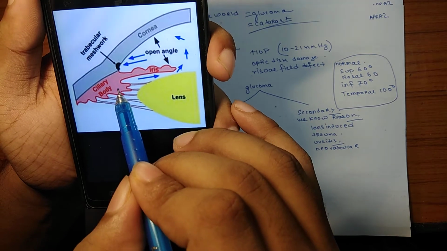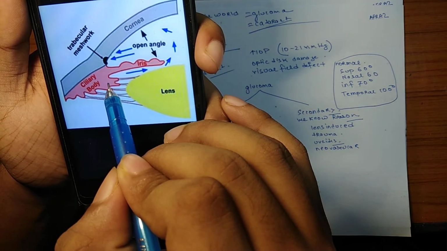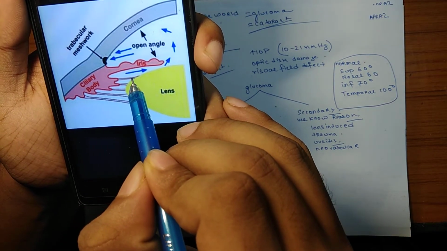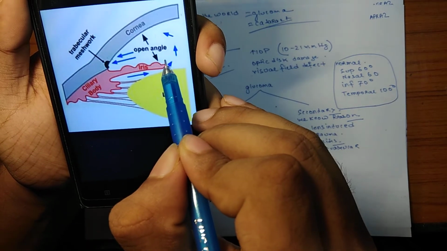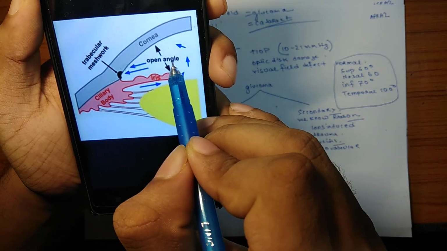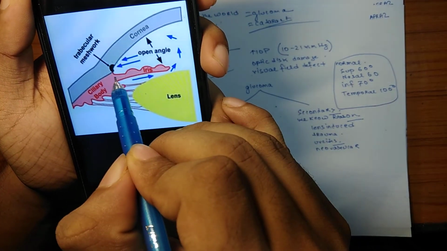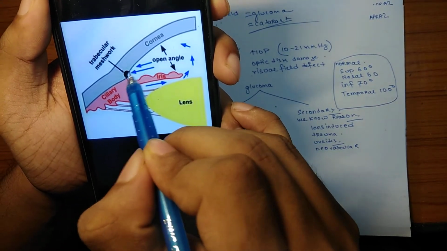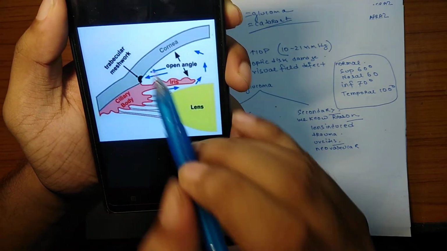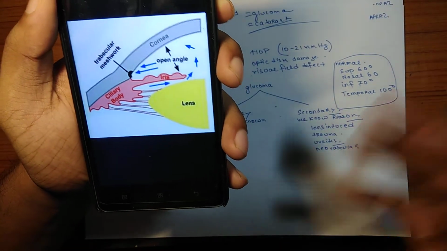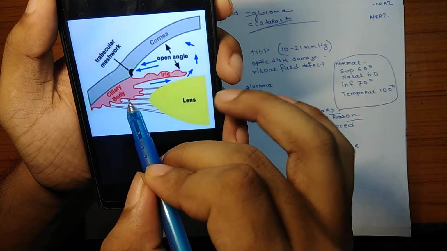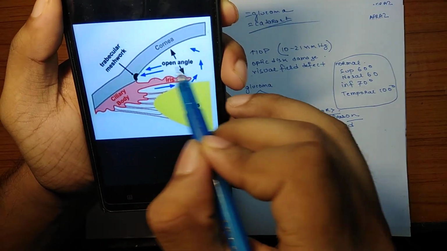The aqueous humour is formed in the ciliary body, then it goes from the posterior chamber, comes out through the pupil, then comes to the anterior chamber and slowly goes to the angle. This is the angle, between the cornea and the iris. Here in the angle we have something known as the trabecular meshwork. In very simple words, just imagine it's like a drainage pathway. So the aqueous humour is produced here and comes out like this.